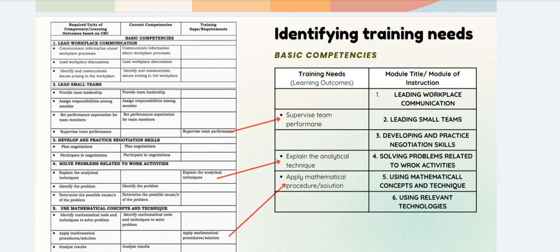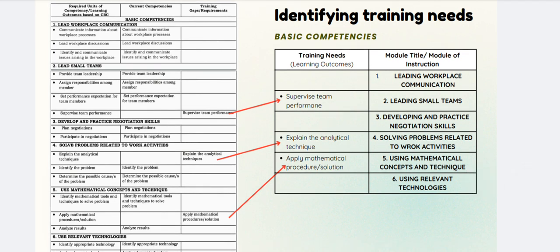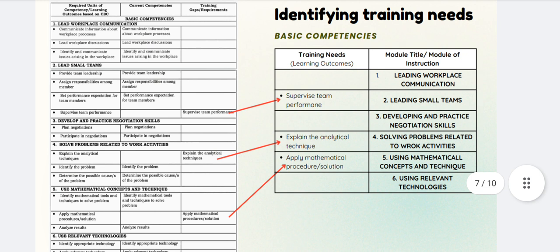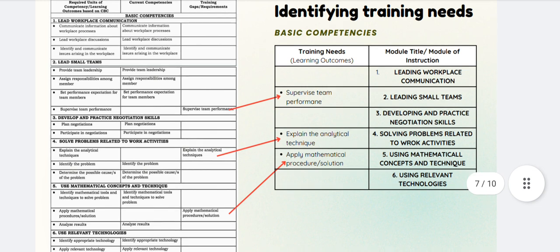From the TNA 1.2, we have three competencies that I found are the training gaps. First is supervise team performance under the competency of leading small teams. So it became leading small teams; we convert it into an action word, so it became leading. Second is explain the analytical techniques. And last, apply mathematical procedures. Just like I said, we made it into an action word, so we added ing to make solving, and also using mathematical concepts and techniques.